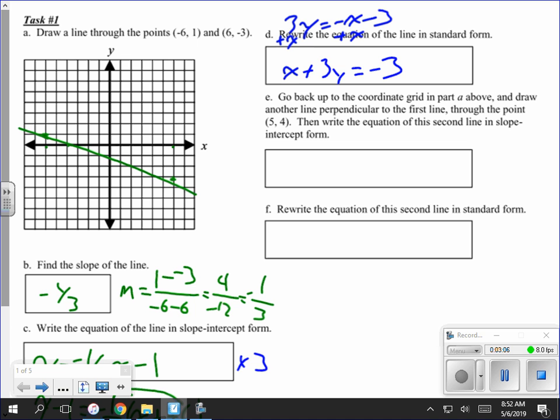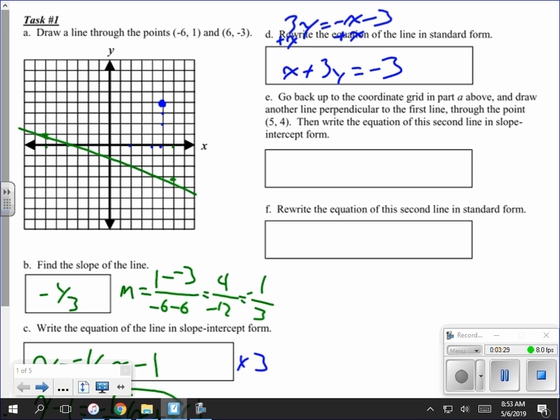So, part E, go back to the coordinate grid in part A above, and draw another line perpendicular to the first through the point 5,4. So the first thing, find the point 5,4. 1, 2, 3, 4, 5. 1, 2, 3, 4. There's my point.